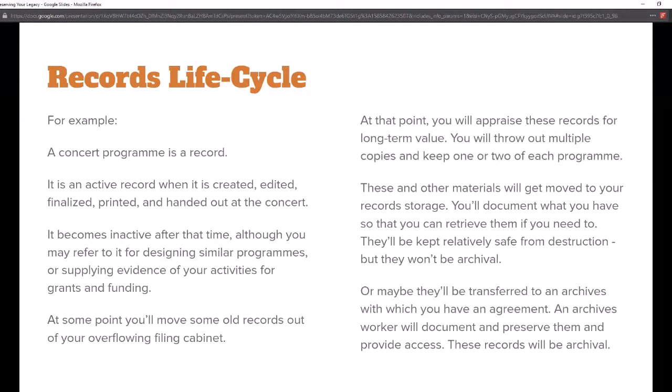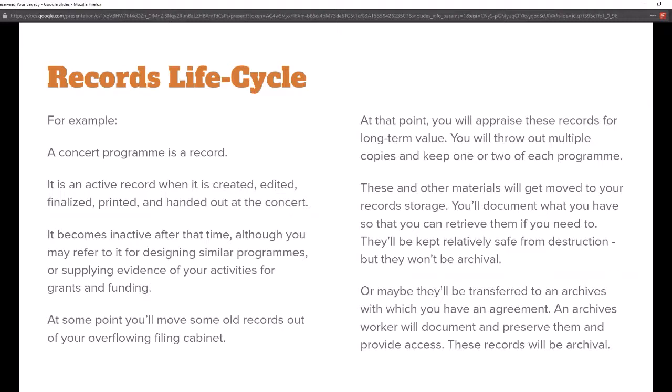Conversely, a concert program that you make for your concert year becomes inactive after the concert. You probably keep it for a really long time. At some point, your filing cabinet's going to be overflowing and you're going to want to get rid of things from years past. There's a good chance you have 20 copies, you're going to throw out 18 or 19 of them, and then these records, you're probably going to sort of appraise them at that point. Do I want to keep 1 or 2 of these? Yes, you absolutely do. Those concert programs really do have long-term value, and you can feel that. You don't want to throw out the only surviving copy of those things.